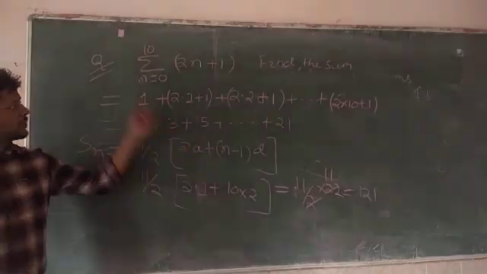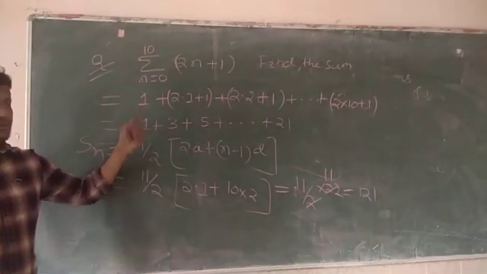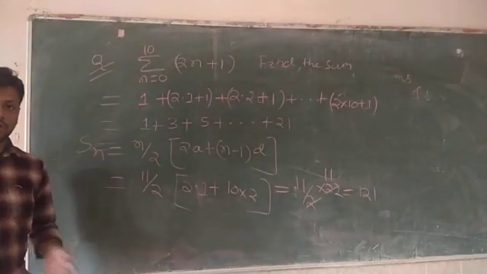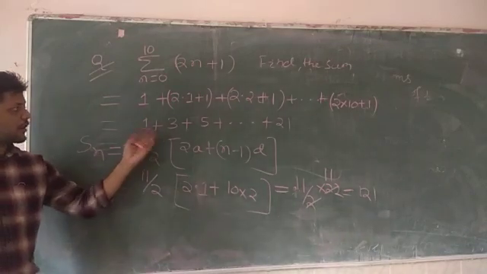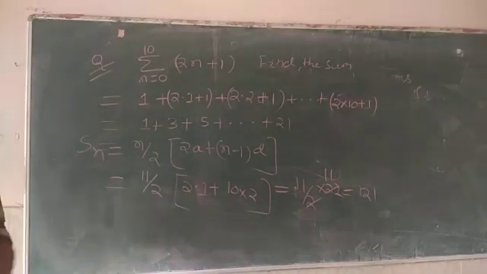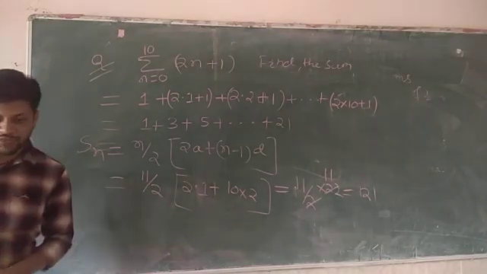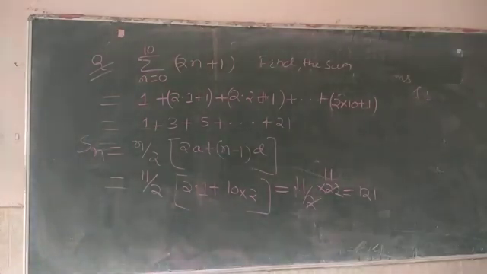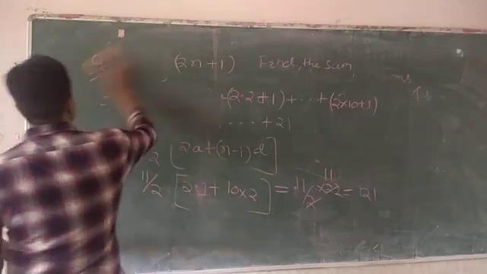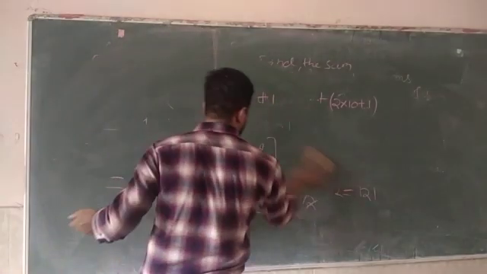Then the first term is a. D is the common difference. How to calculate the common difference? I have already explained that you have to subtract the preceding number from the succeeding number. The next series will be the geometric progression series, GP, which is very important.